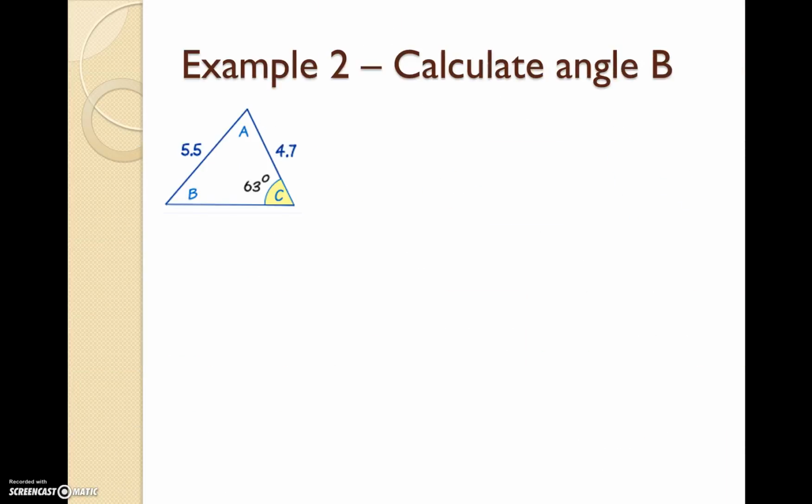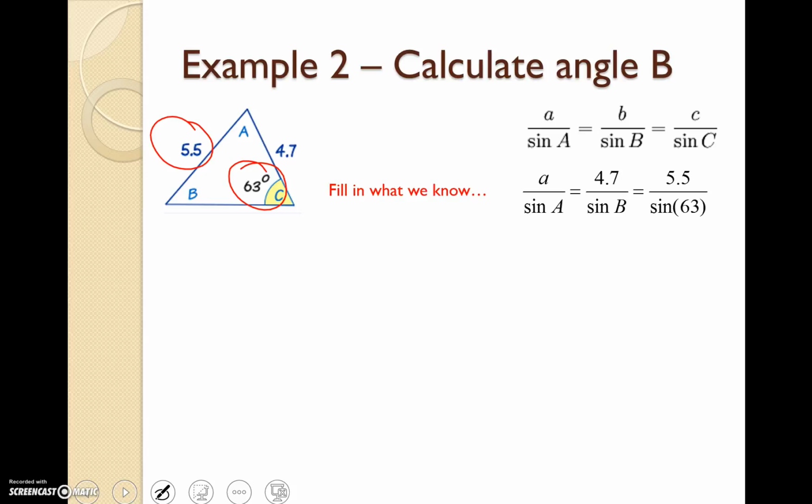Let's now do calculating for an angle. As I said before, we're always looking for a pair of opposites. That's how we know we're going to be using the law of sines. I have 5.5 over the sine of 63 degrees, and then I'm solving for angle B, so 4.7 is going on the top. If we were to fill out everything, I don't have anything about angle A, so we don't really need to write that down at all.